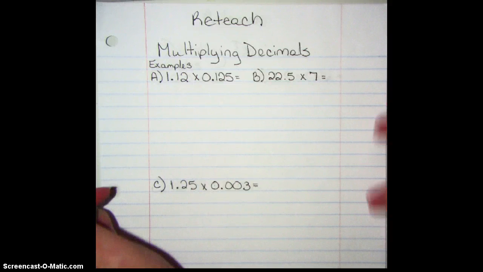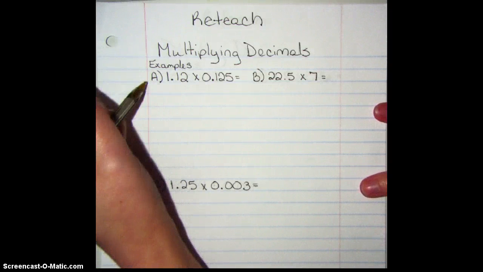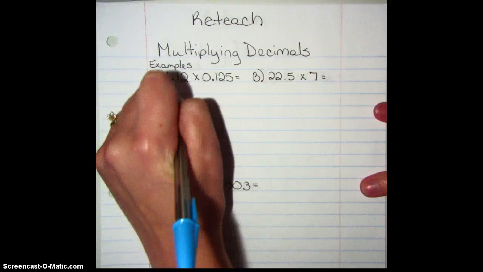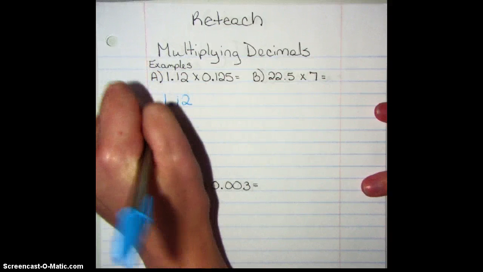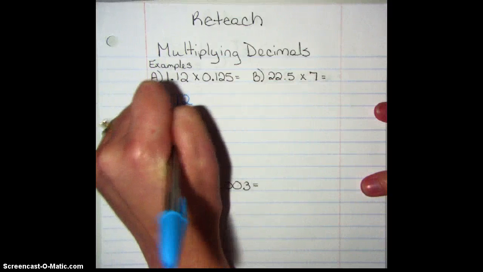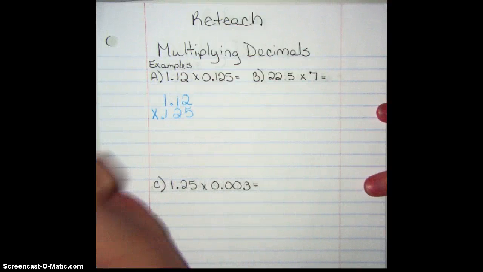I was going to go ahead and give you guys a reteach on multiplying decimals. First thing we want to start out by doing is stacking our numbers. So when you look at letter A, it's 1 and 12 hundredths, and we want to multiply that by 125 thousandths. You'll notice that I'm lining up the numbers, but I am not lining up the decimals.